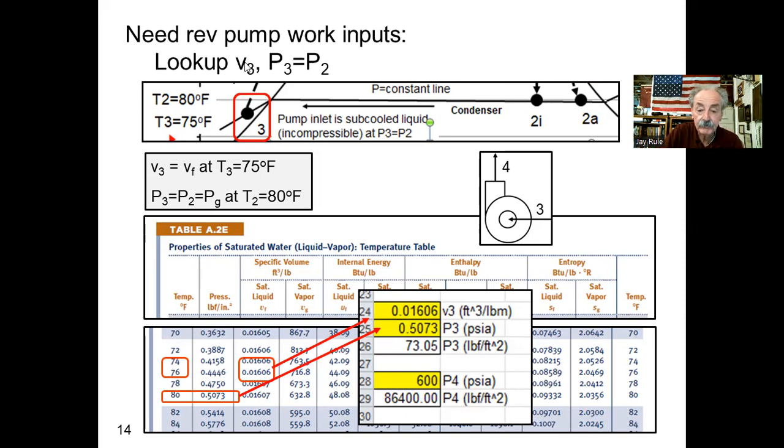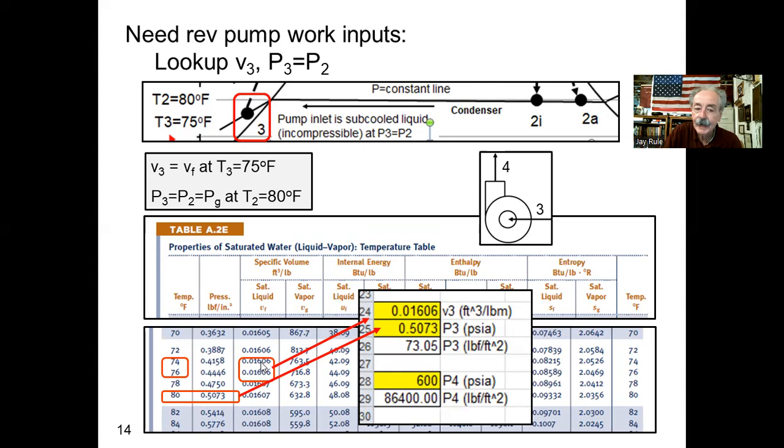We need V3. Here's a little screenshot of my TS diagram. We need V3, the inlet of the pump, and we also need P3. Here's the work needed for that. The temperature at state 3 is 75 degrees F. So I'm going to go to the temperature table in the back of the book. I've got to interpolate between 74 and 76 degrees F to get that V3 is 0.01606 cubic feet per pound.